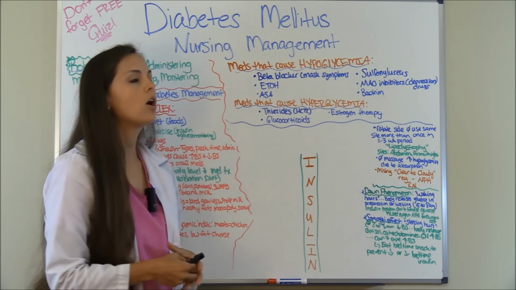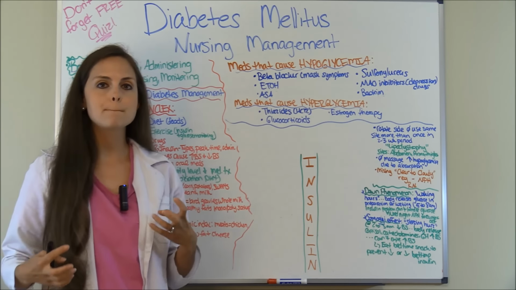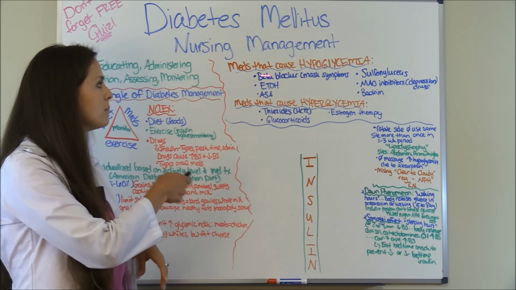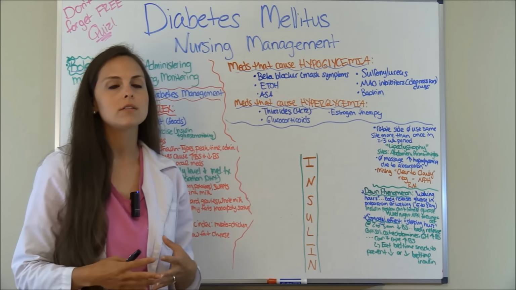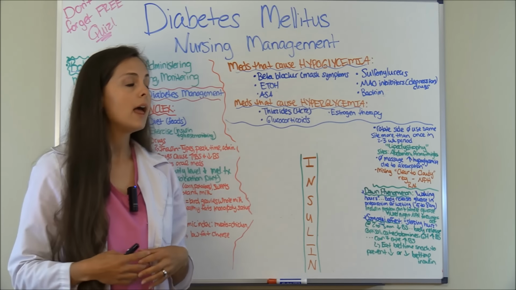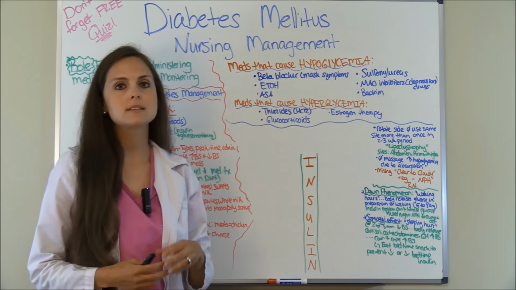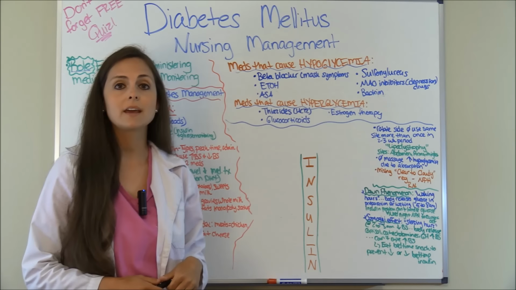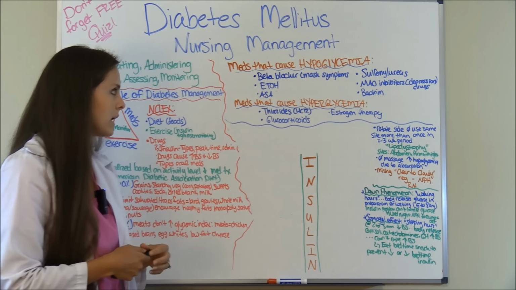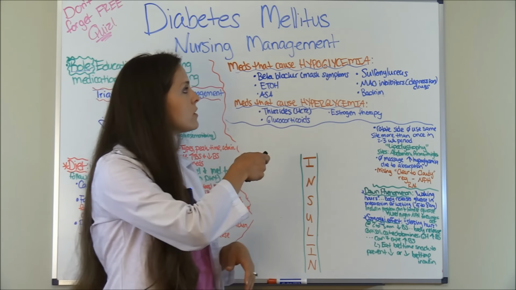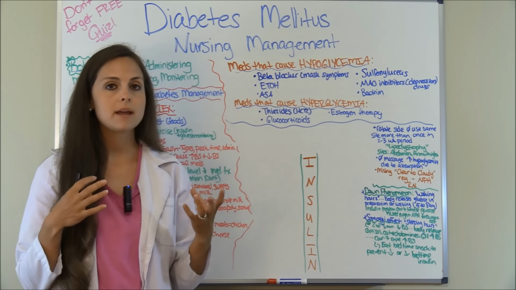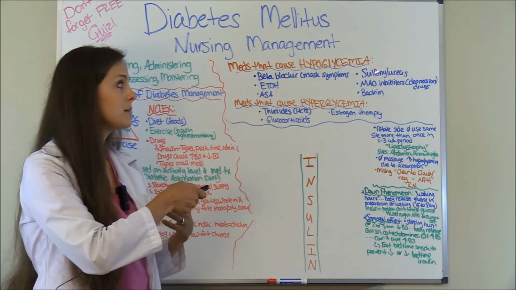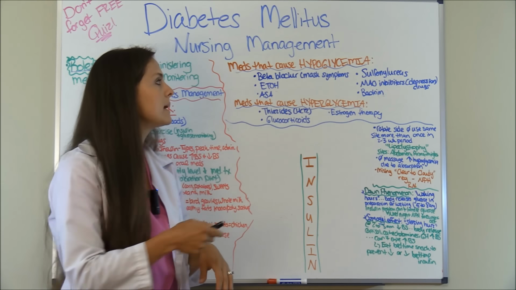Now let's look at the drugs that can cause hypoglycemia and hyperglycemia. Beta blockers, like metoprolol and atenolol, things that end in -olol, can actually mask the symptoms of hypoglycemia and can cause it. Alcohol can as well, and aspirin, and those sulfonylureas that we talked about with the oral diabetic medications. You don't want them to take alcohol with those type of medications.